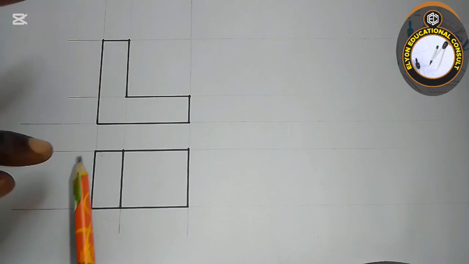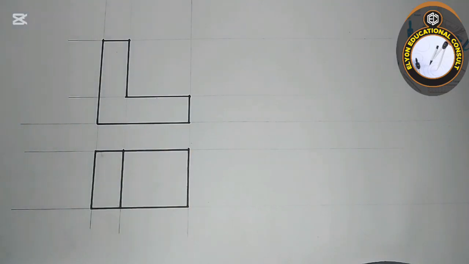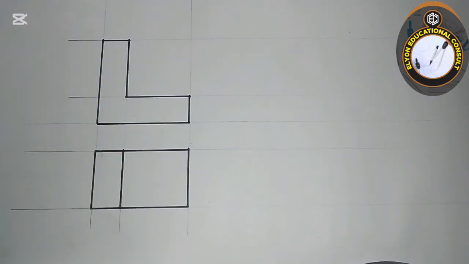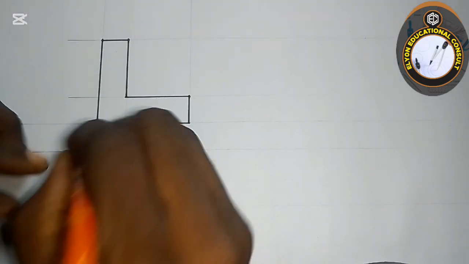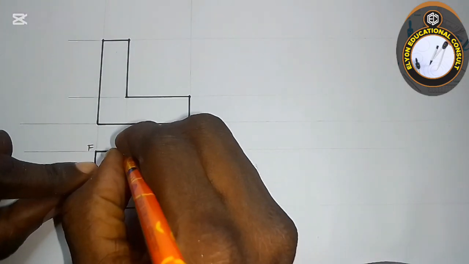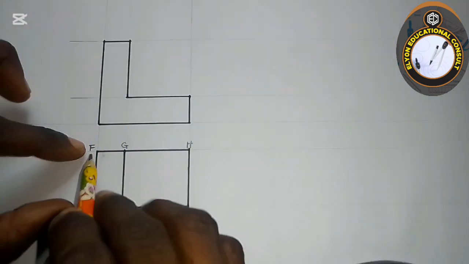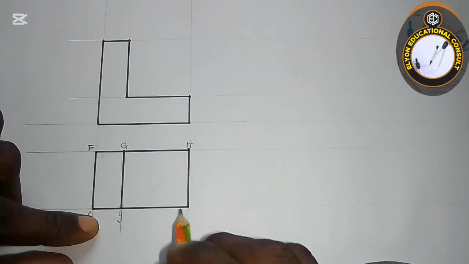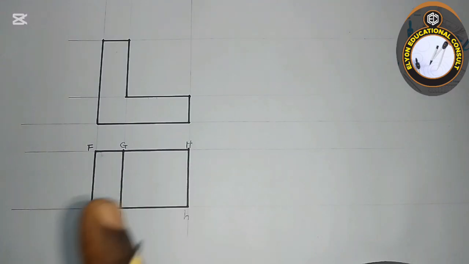For better understanding as well, we need to identify each of the edges by labeling them. We can use any letter or figure of our choice. Let me use capital F here for this side, then capital G, capital H. They are on the same line, so I'll use small f here, small g here, and small h here. Like I said, you can use any letter of identification of your choice.